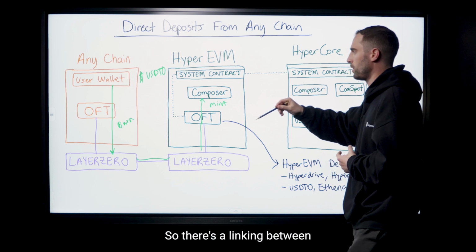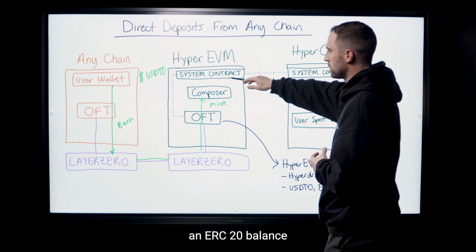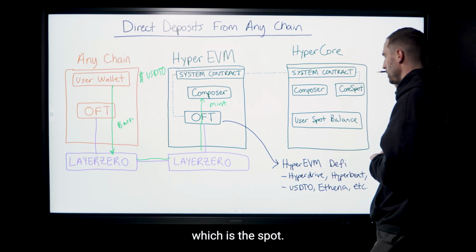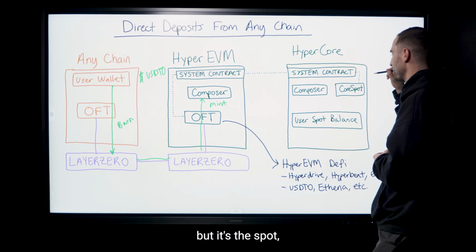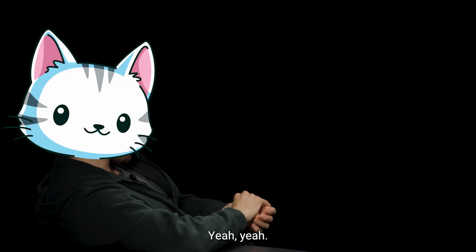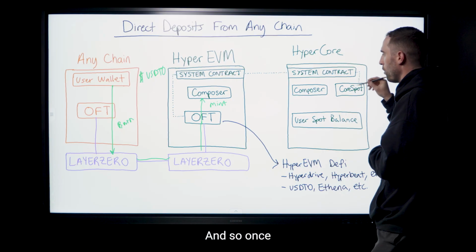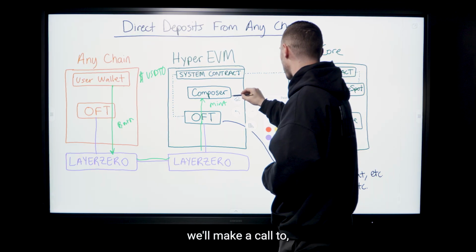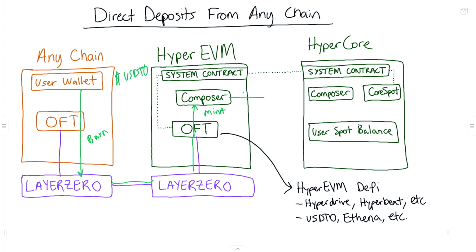So there's a linking between an ERC20 balance on the EVM side and an HIP-1, which is the spot, Julian, correct me if I'm wrong, but it's the spot native asset token type for HyperCore. That's correct. Yeah, spot assets. And so once that linking is done, this composer contract will make a call to the destination side. So this is a write.